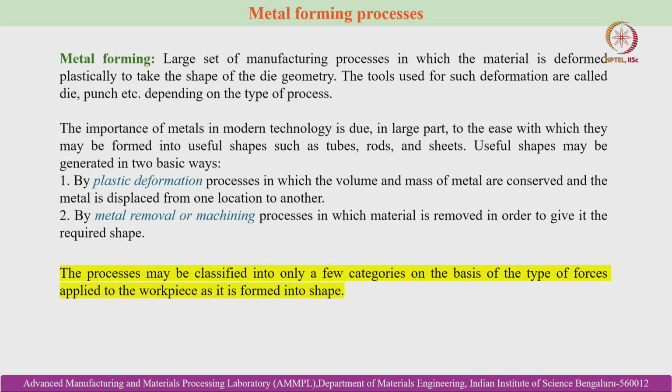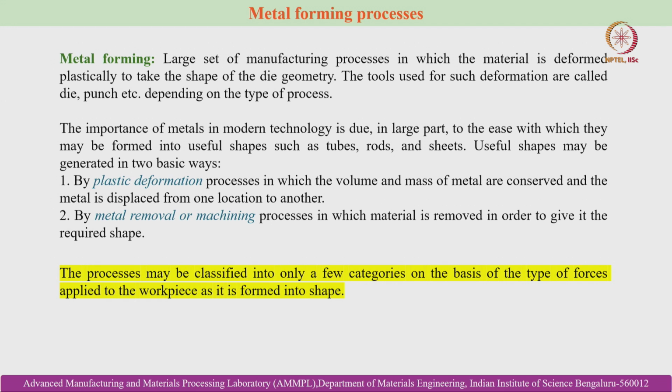So, what is metal forming basically? It is a large set of manufacturing processes in which the material is deformed plastically to take the shape of the die geometries. The tools used for such deformation are called die, punch, etc., depending on the type of process. The importance of metals in modern technology is due in large part to the ease with which they may be formed into useful shapes such as tubes, rods and sheets.